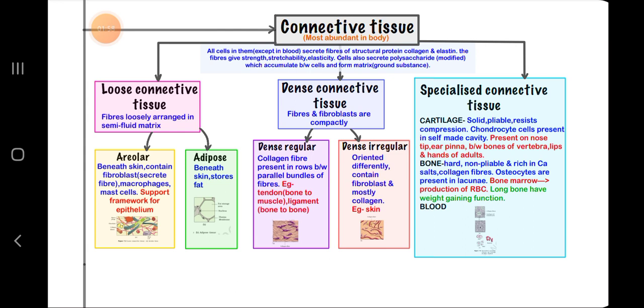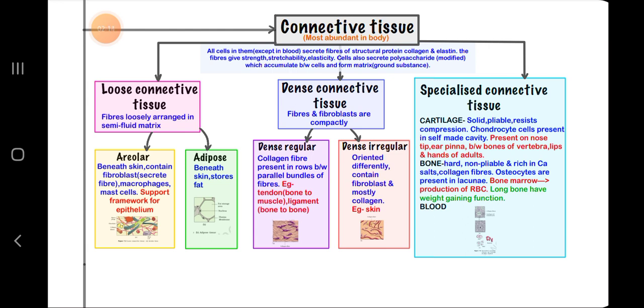Loose connective tissue has fibers loosely arranged in a semi-fluid matrix. Areolar is found beneath the skin and contains fibroblasts, macrophages and mast cells. It supports the framework for epithelium. Adipose is also beneath the skin and stores fat.